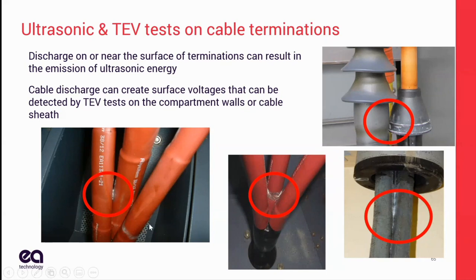Doing ultrasonic and TEV tests on those cable termination boxes, or wherever you have your terminations, whether it's riser poles or in boxes, are other tests you should do along with the RFCT. Don't just do the RFCT test, also check the terminations. And we also said that terminations are a huge percentage of where our failures occur, so we want to make sure that we're testing them.